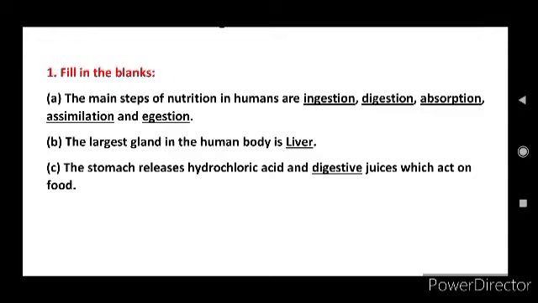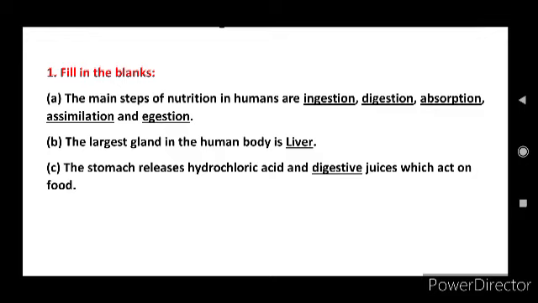The digested food now passes into the blood vessels in the wall of the intestine, and this process is called absorption. And after absorption, that is assimilation. Assimilation is nothing but the absorbed substances being transported via the blood vessels to different organs of the body, where they are used to build complex substances such as proteins required by the body. So this is called assimilation.